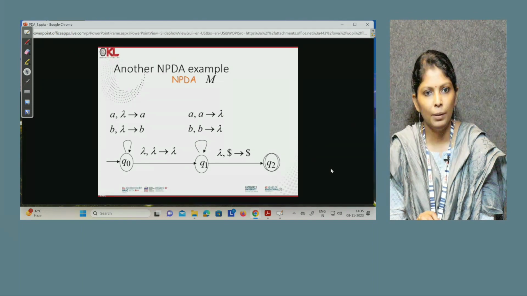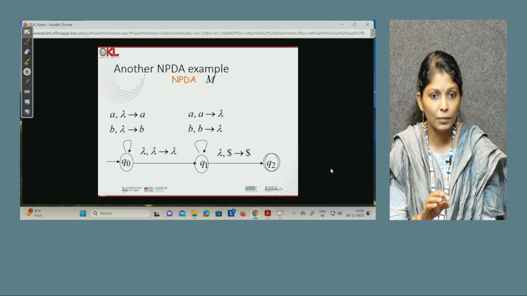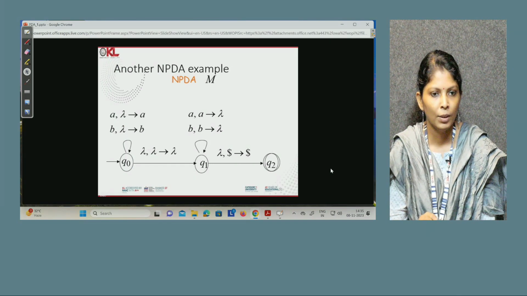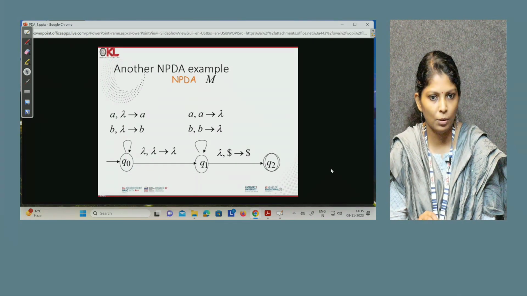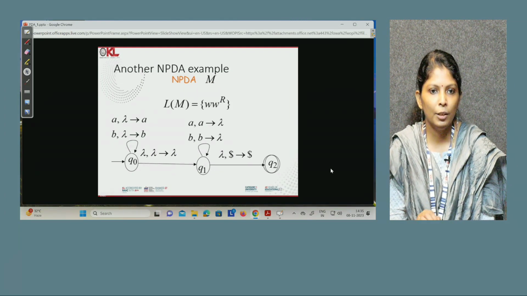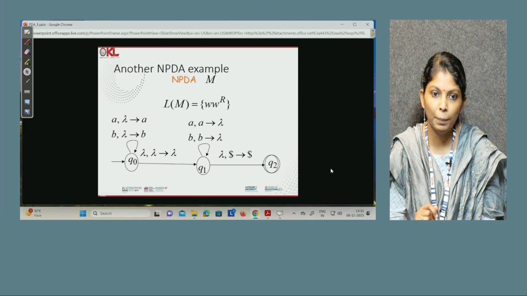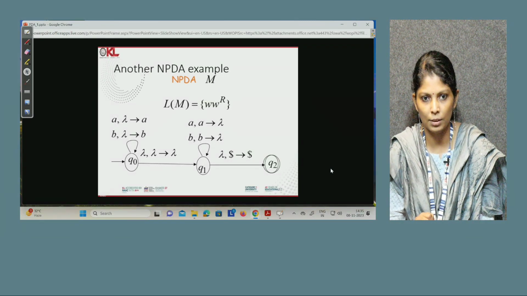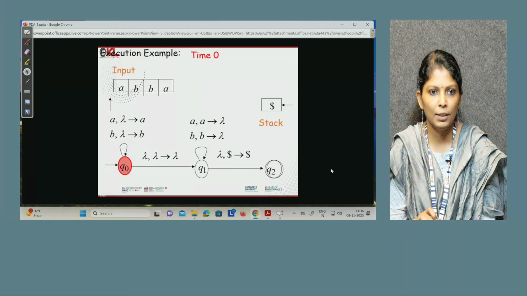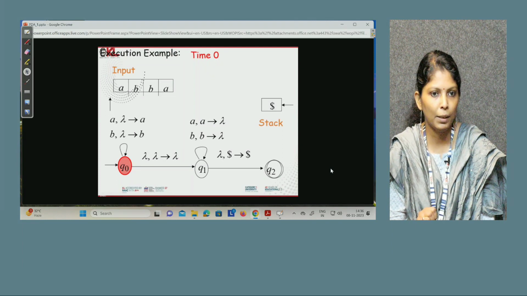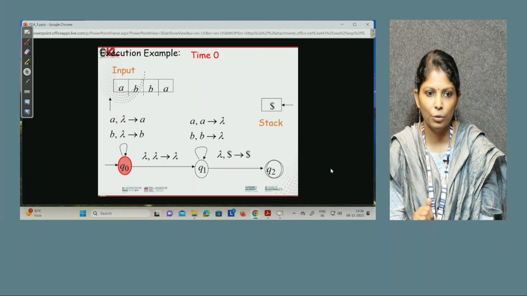Then another example, this is with three states, Q0, Q1, Q2, and some transitions are there with the epsilon transition as well. So this is the PDA for even palindrome. W W R represents the even palindrome strings, palindromes with even length. Okay, let us take an example, A, B, B, A. So it has length 4, it's an even palindrome. So how is it going to be processed?